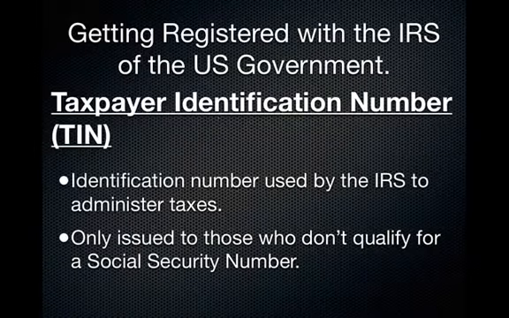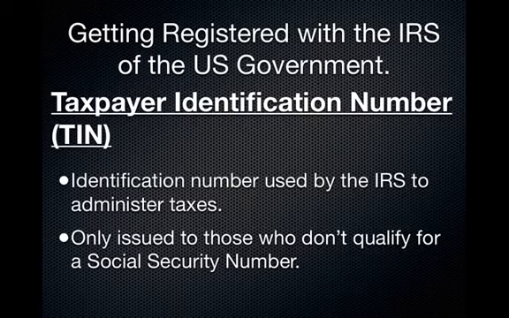Now, first, we need to understand a few basic definitions. To get registered with the IRS, or to obtain an identity with the IRS, what you need is what we call a taxpayer identification number, or a TIN. Taxpayer identification numbers are what the IRS uses to identify different individuals. Even a social security number for U.S. citizens is a type of taxpayer identification number. But for people that are not U.S. citizens, there are other types of taxpayer identification numbers.